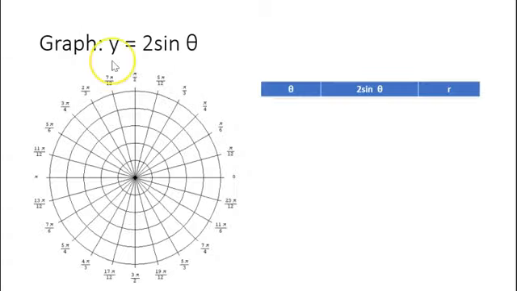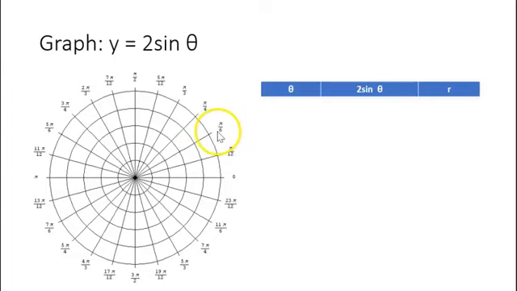So I've been asked to graph r equals 2 sine theta. And I've started a table of values. I'm going to pick theta values. I'll do 2 times the sine of that theta value, and then I'm going to get the R. So I'm going to pick 0. I'm going to skip this one and do pi over 6. I'll skip this one and do pi over 3. I'll skip this one and do pi over 2, and I'll do that all the way around. Now, technically, you're allowed to pick any values that you want.